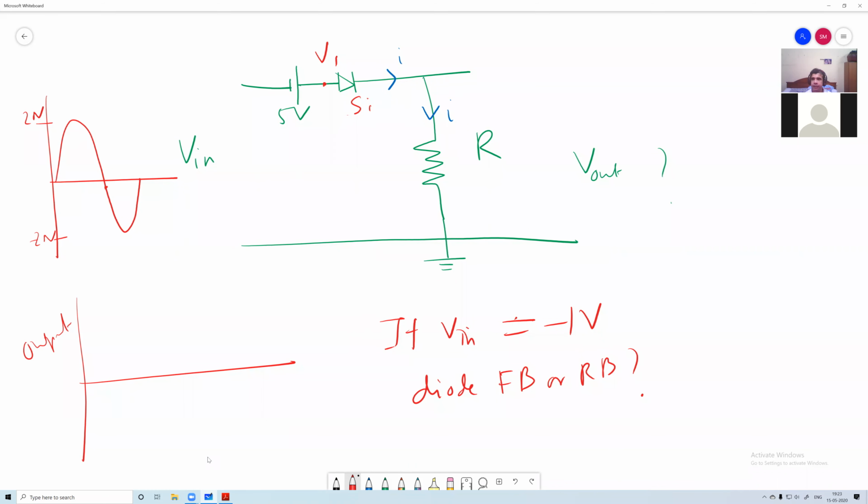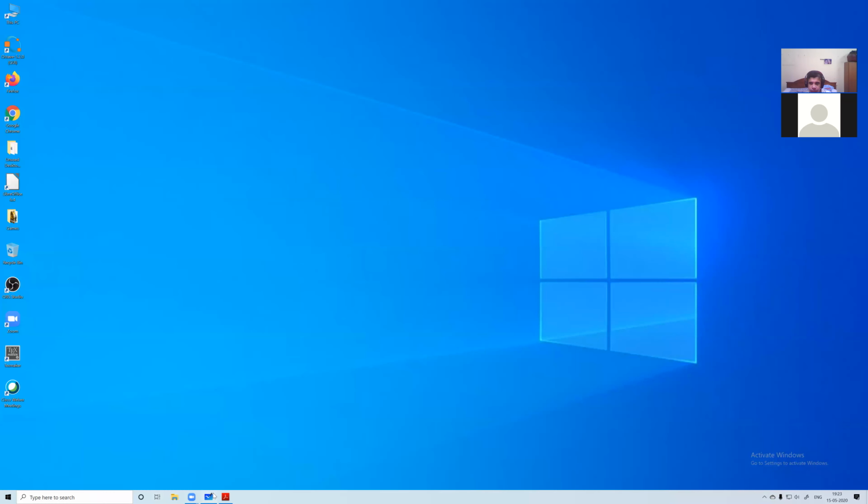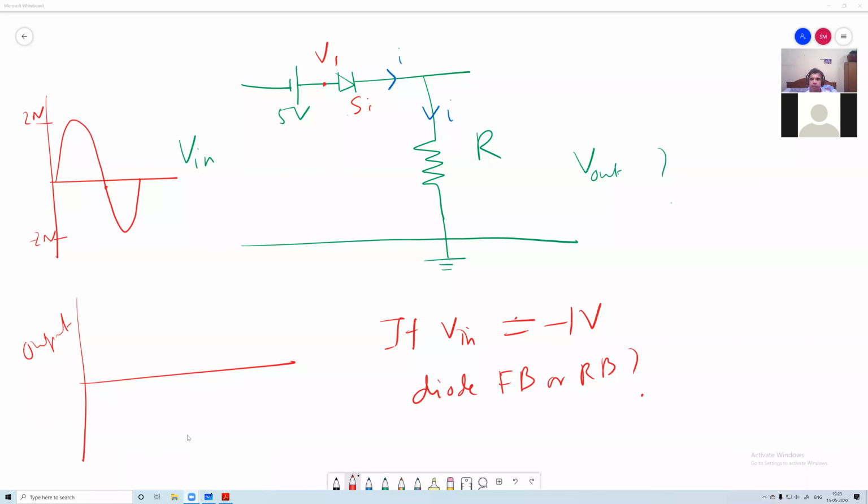You can apply KVL and tell me. Apply KVL. It is forward bias. Yes. Anybody who thinks it is reverse bias, what is the justification? It is indeed forward bias.